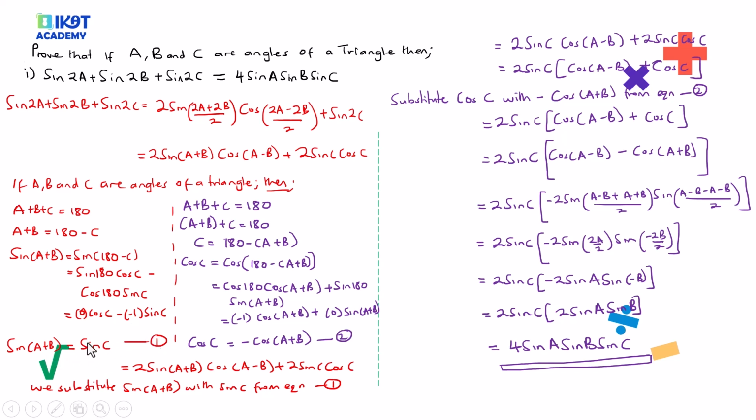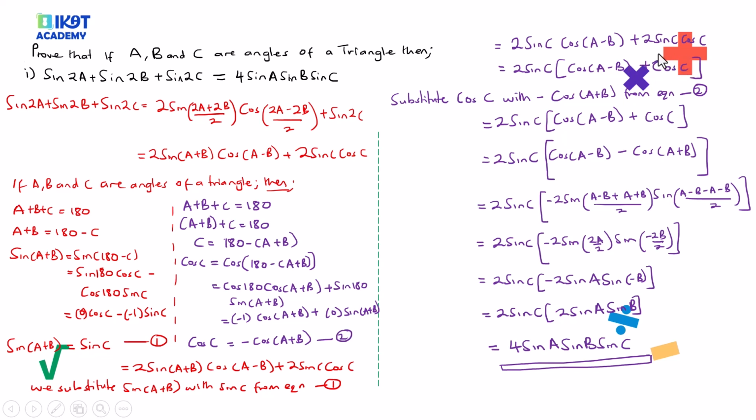So now if I find that sine (A plus B) is sine C, I come and substitute wherever there is sine (A plus B) here with sine C. So that's what we say here. We substitute sine (A plus B) with sine C. So what was 2 sine (A plus B) cos (A minus B) plus C now becomes 2 sine C, because I've substituted for sine (A plus B). Then I factorize out 2 sine C. When I factorize out 2 sine C, this is what I remain with: cos (A minus B) plus cos C.